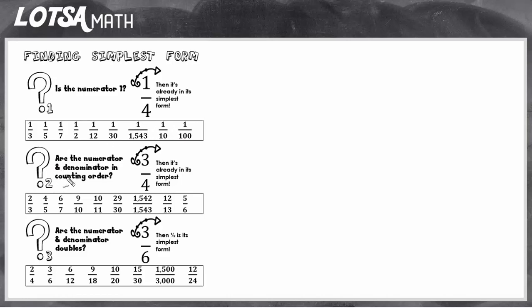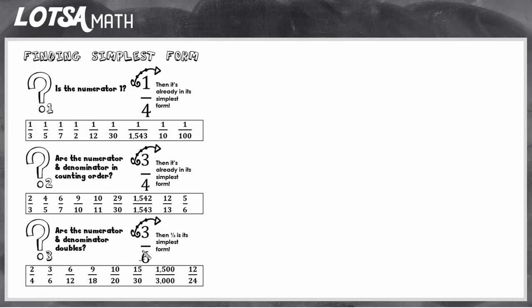It says, are they in counting order? So if the numerator and the denominator are in counting order, then it's already in its simplest form. So 2/3, 4/5, 6/7, they're already simplified. Well, if they're not in counting order, you can check and see if they're doubles.